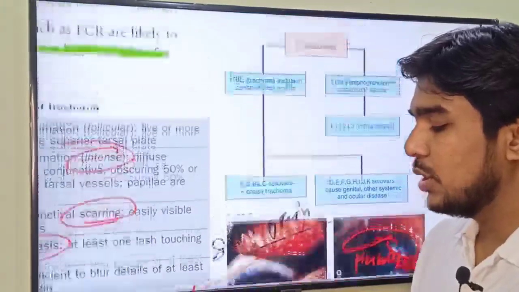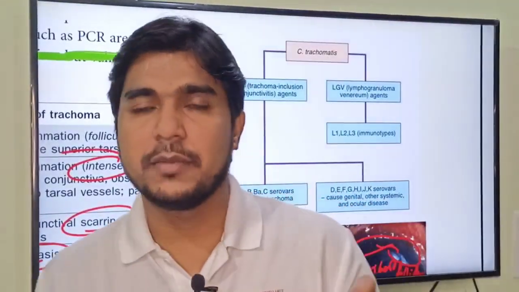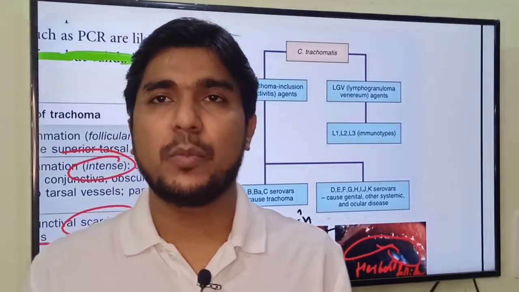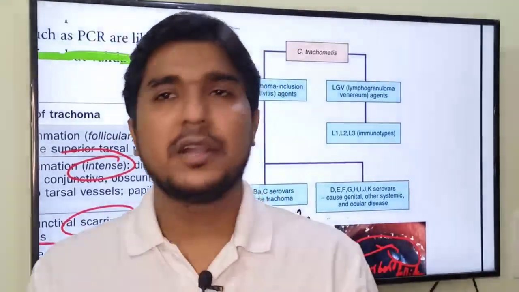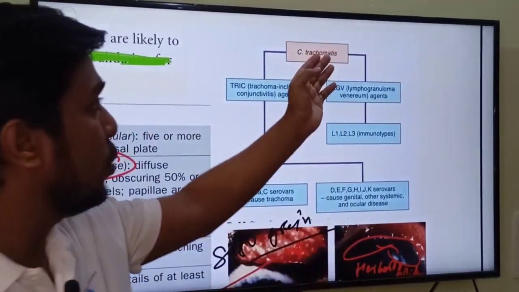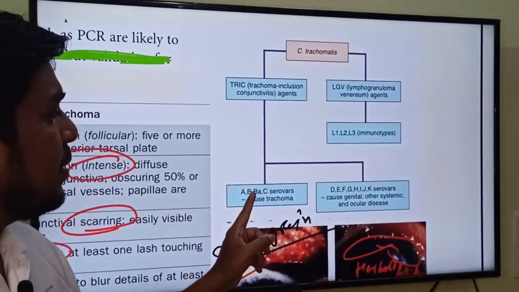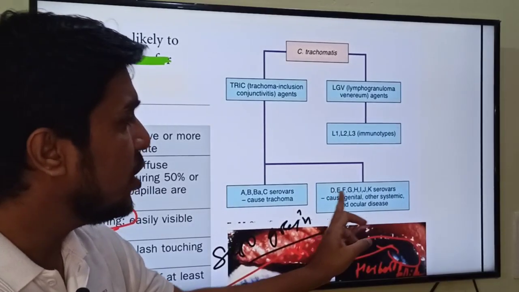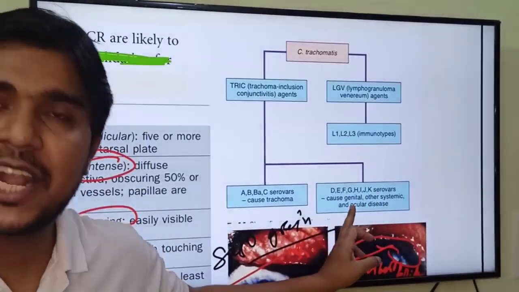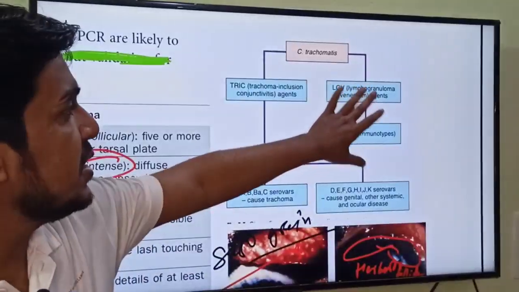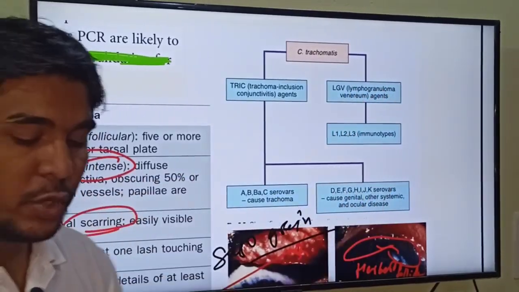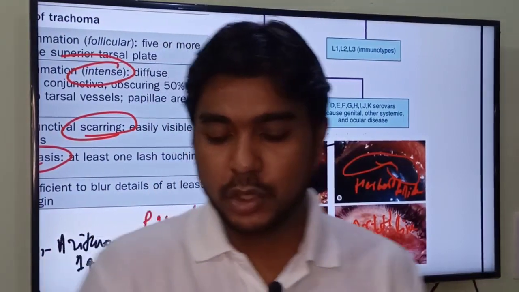Now coming to the causative agent, many times they have asked the serovar of Chlamydia trachomatis which is responsible for trachoma. So which serovar is responsible for trachoma? A, B, Ba and C. The serovars D to K cause the genital problems. And L1, L2, L3 cause lymphogranuloma venereum. You need to remember, this is a microbiology question also.